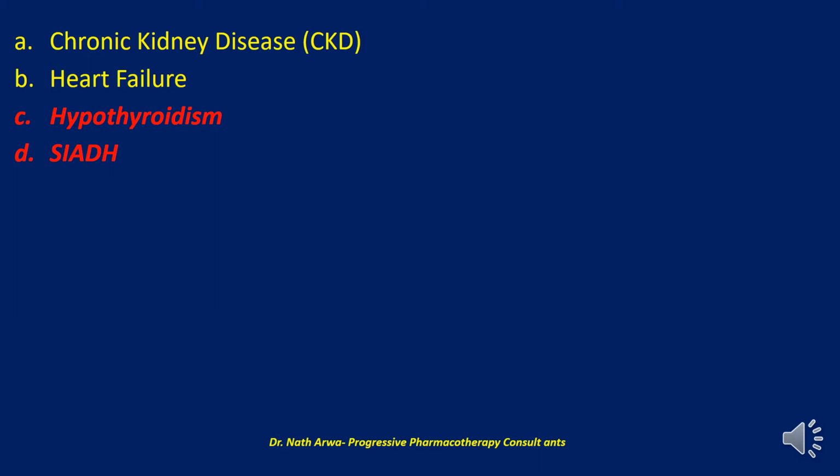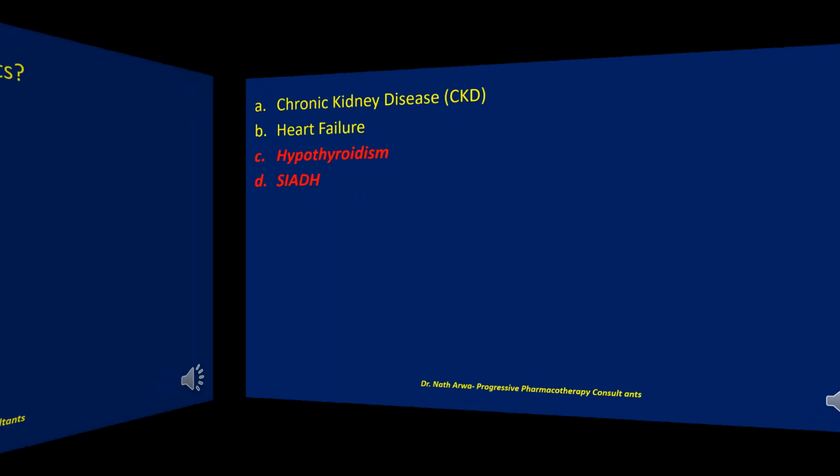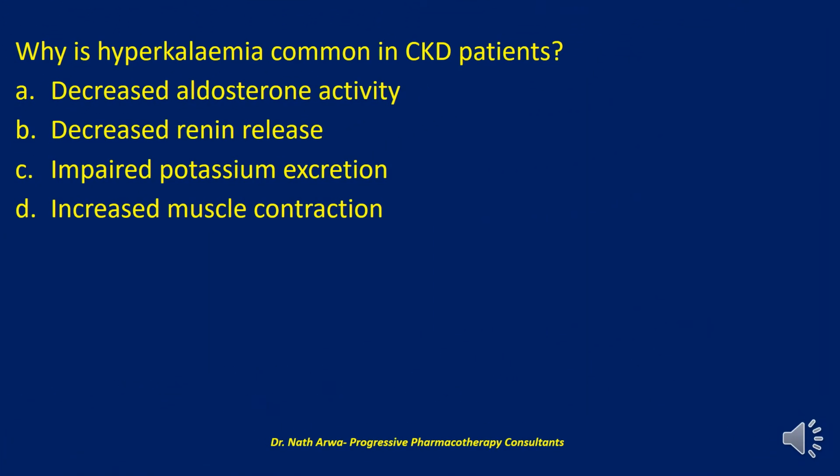So let's move to the next question, which reads, why is hyperkalaemia common in chronic kidney disease patients? Is it because of a decreased aldosterone activity? Or is it caused by decreased renin release? Or is it caused by impaired potassium excretion? Or is it caused by increased muscular contraction? I'll give you 10 seconds to choose the correct answer.